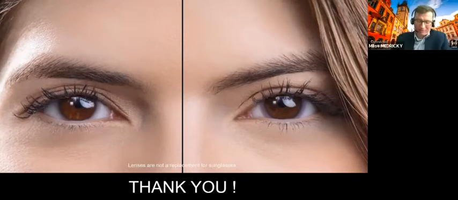Mm-hmm. Perfect. Thank you. And of course, there are a lot of questions related to Acuvue Oasis with Transitions. So one of them, and I believe that it's really connected to what you have been presenting today, is: why do I need these type of lenses, meaning the Transitions, if I can wear sunglasses?